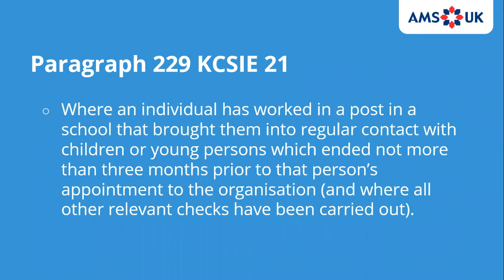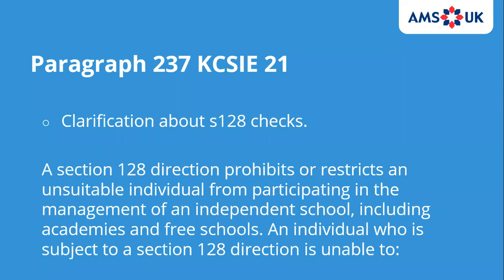And the second of these is where an individual has worked in a school, they've had regular contact with young people, but that post did not end more than 3 months prior to their appointment with your organisation. So these are the two occasions in which you must carry out the children's barred list check.